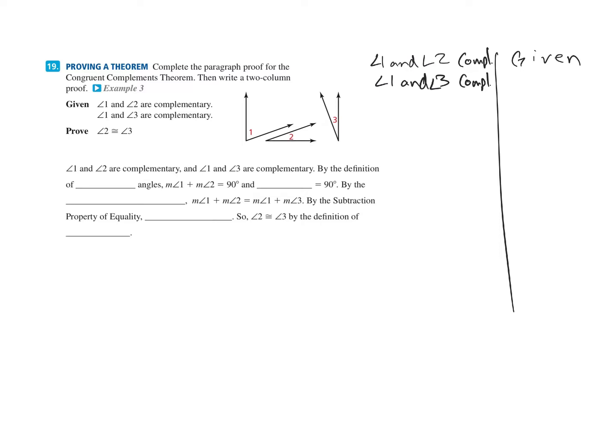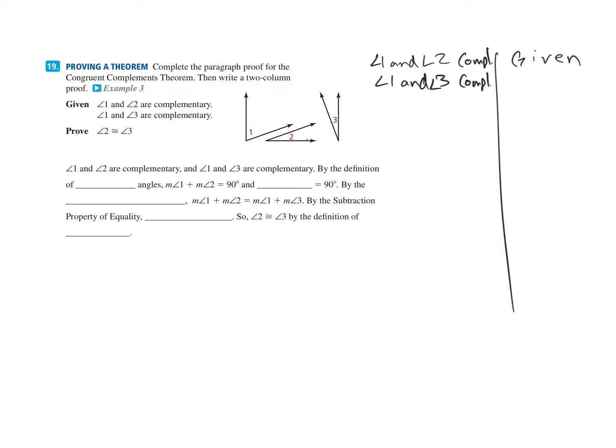So 1 and 2 are complementary, and 1 and 3 are complementary. So that must mean angle 2 and 3 are the same. So let's say this was 60, then that means if angle 1 and angle 2 are complementary, angle 2 has to be 30, because that's what complementary means. And if angle 1 and angle 3 are complementary, and angle 1 is 60, then angle 3 must be 30. Okay? So that's just using numbers to show you that 2 and 3 have to be the same. Now we have to prove it. Okay? So we're trying to prove that 2 and 3 are the same.